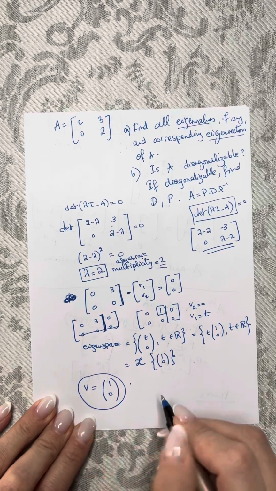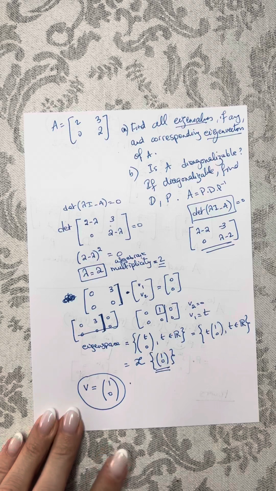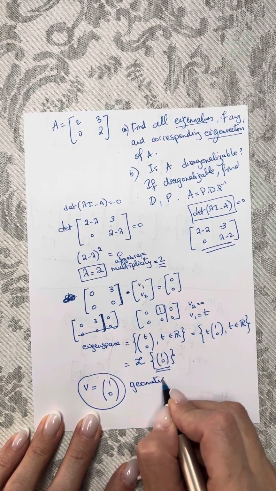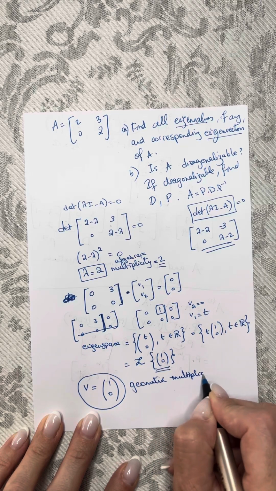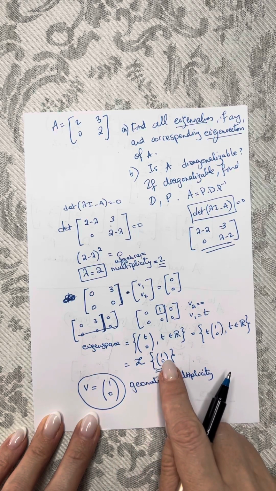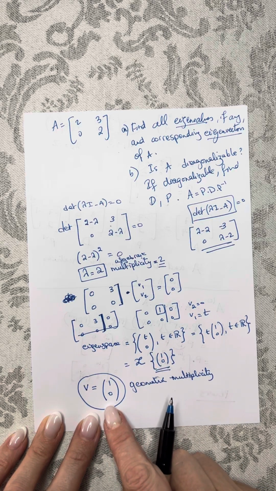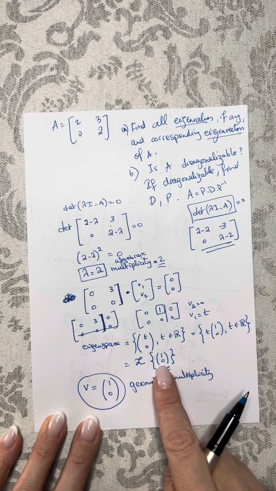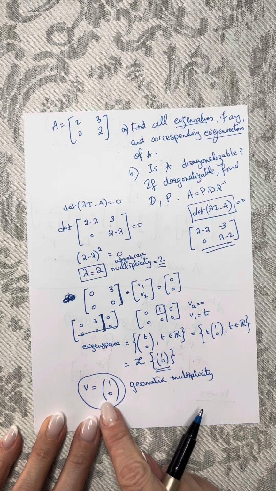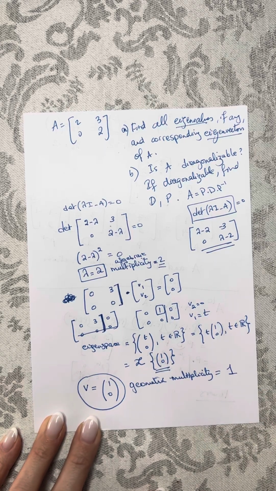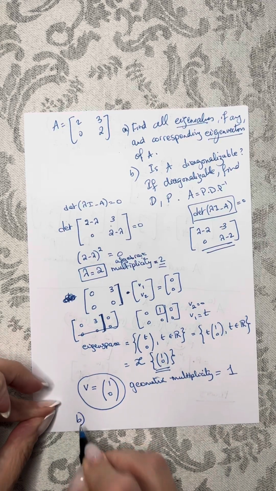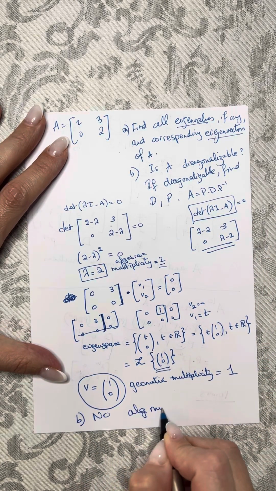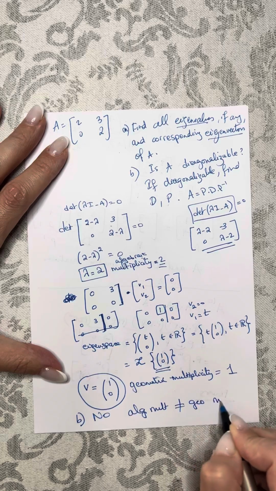How many independent eigenvectors do we get to represent this eigenspace is called the geometric multiplicity. Can I find any other eigenvector in this span that is linearly independent with that? No, I can't. This means the number of linearly independent eigenvectors here is only 1. And so the geometric multiplicity is 1. To come to part B, then, is A diagonalizable? The answer is no.